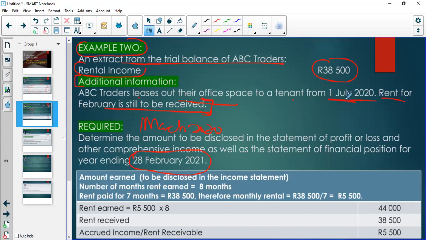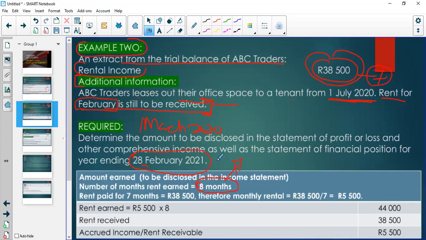So from 1 July up to 28 February, we earn rent for 8 months. We are entitled to receive it. Whether we received it or not is not important, but we became entitled for 8 months. But if we are told here that the rent for February is not received, it means that this rent here is for 7 months, because the 8th month of February is not yet received.